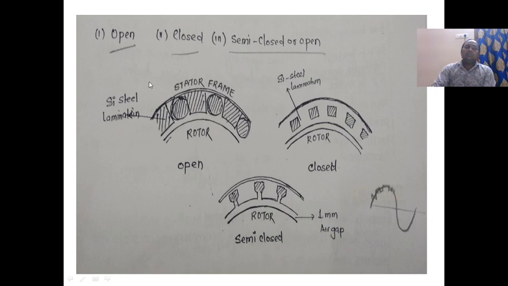These are the open slots, closed slots, and semi-open slots. Please observe: this is the open slot, where there is a winding in between the slots. This is the stator frame. These are the open slots. These are the semi-open slots. These slots are closed. We use different types of slots for different types of windings, and every machine has different types of slots: closed slots, semi-open slots, or open slots.